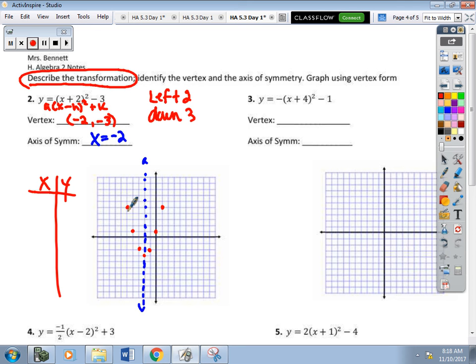Now, if we have a stretch, an A value, a stretch or a shrink, you won't be able to use the pattern, okay, because it's going to affect each of the Y values. But in this case, we can see that A is 1.